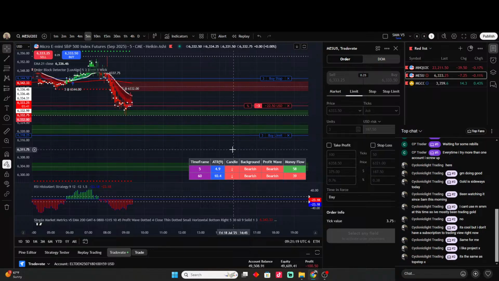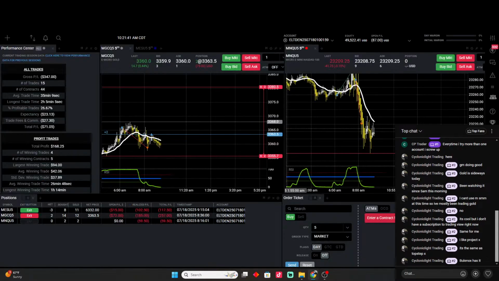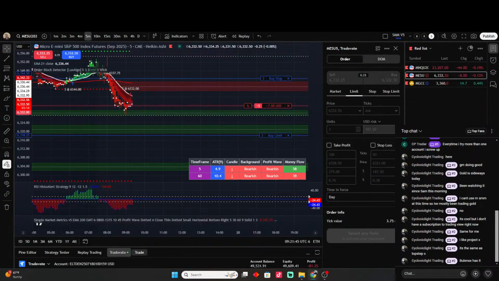Oh, it's the same as TopStepX. So it's similar to TradingView then, yeah? Because isn't TopStepX very similar to TradingView? Buellanox? Okay. Never did an account with Buellanox.